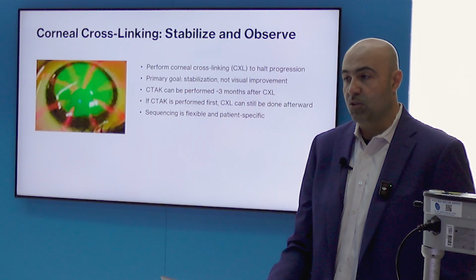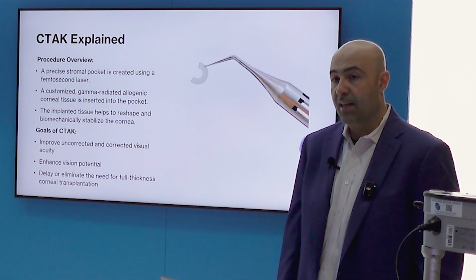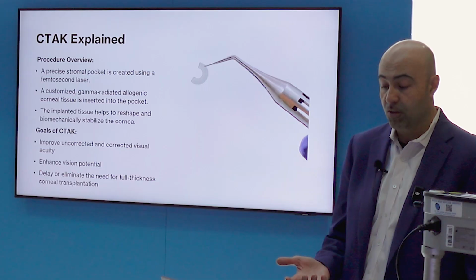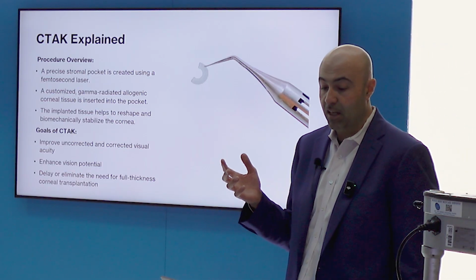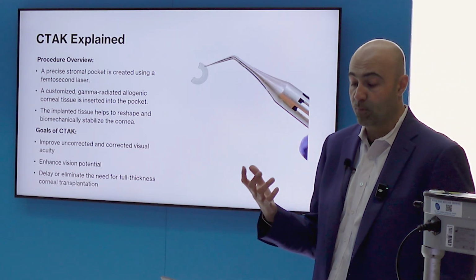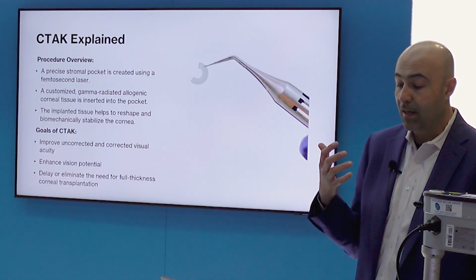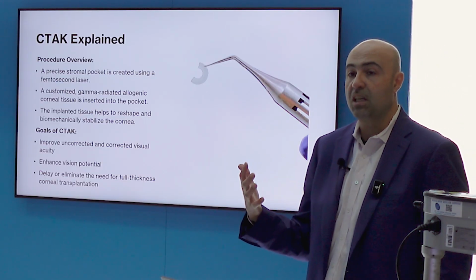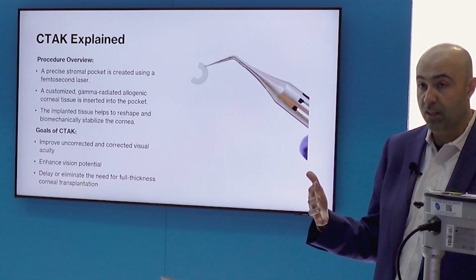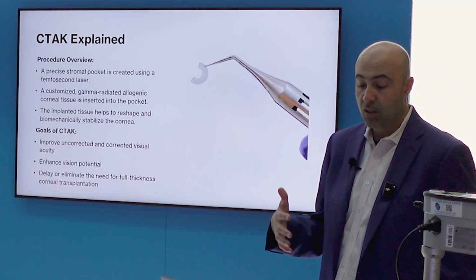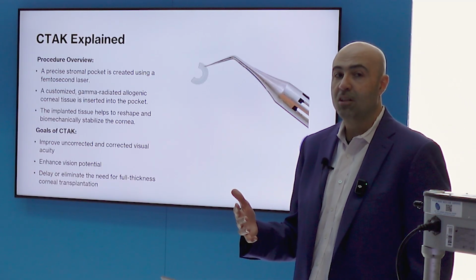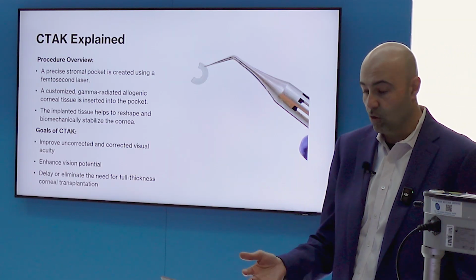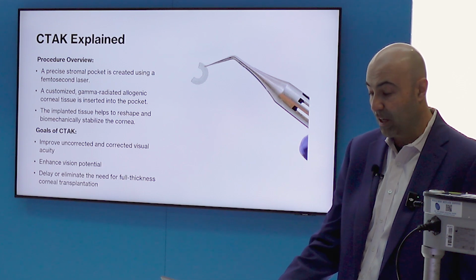I want to dive right in now to CTAK. So what is CTAK? CTAK is a precise stromal pocket created using a femtosecond laser. CorneaGen will design a customized tissue for your patient. That tissue is gamma irradiated, implanted, and helps to reshape the cornea. We're going to show some videos of this. We've seen in our patient population improved uncorrected and corrected visual acuity. We enhance vision potential, and hopefully we're going to stop doing full thickness corneal transplants for keratoconus patients. Obviously that's the goal for all of us as we're working with patients.